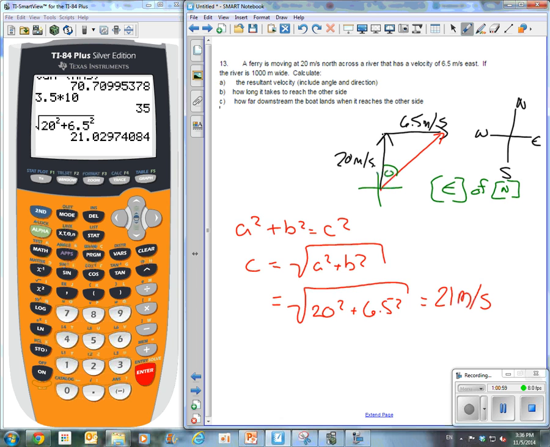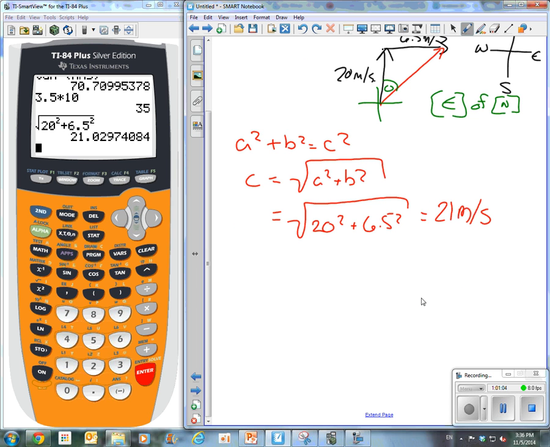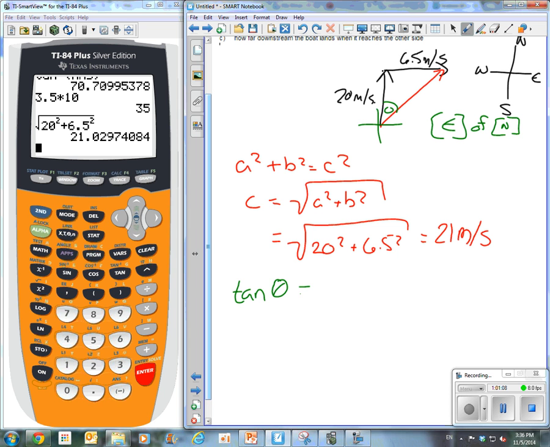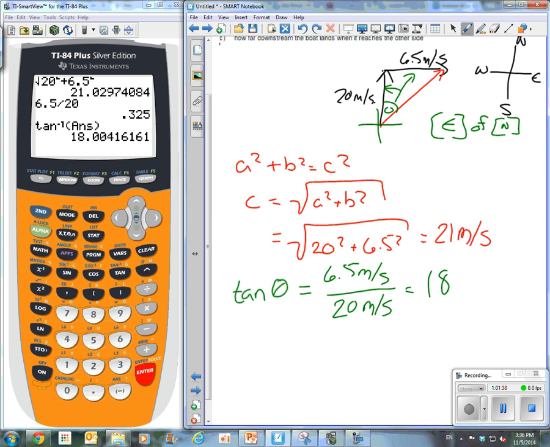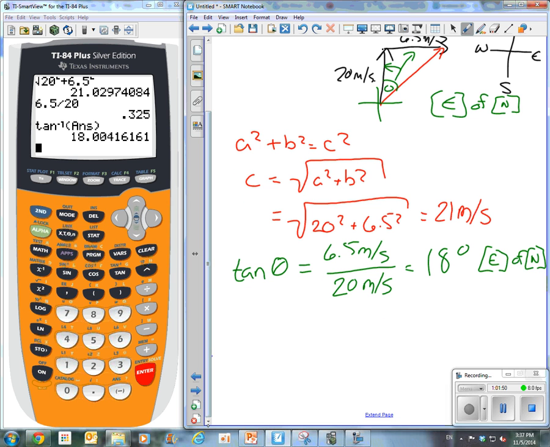Now we need to figure out at what angle. Again, we're not given the hypotenuse, so we're going to be using tan. Theta is equal to my opposite, 6.5 meters per second, all over the adjacent, 20 meters per second. 6.5 divided by 20 gives me that decimal. I'm going to do the inverse tan of that answer, and I get 18 degrees. So this would be 18 degrees east of north. So for A, my answer is 21 meters per second at 18 degrees east of north.